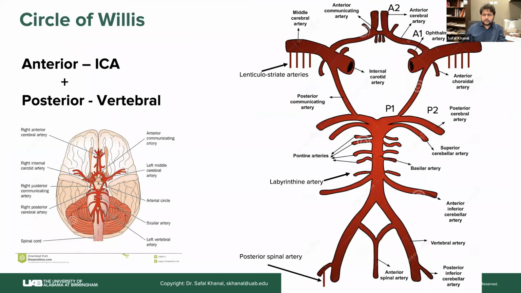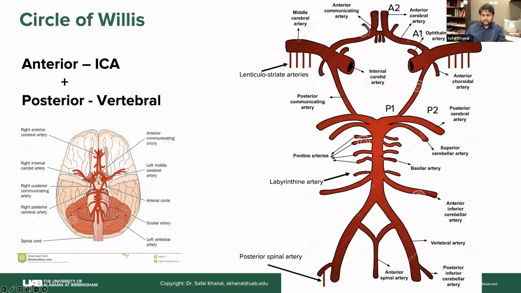Now, to finish up this review session, let's talk about the circle of Willis, which provides circulation in the brain, and it is formed of anterior and posterior circulatory systems. The anterior one is from the internal carotid artery. The posterior is from the vertebro-basilar artery system. And most of the circulation is from the internal carotid artery system.